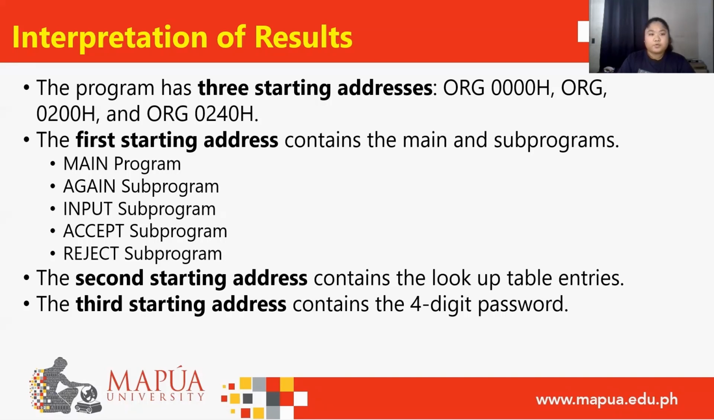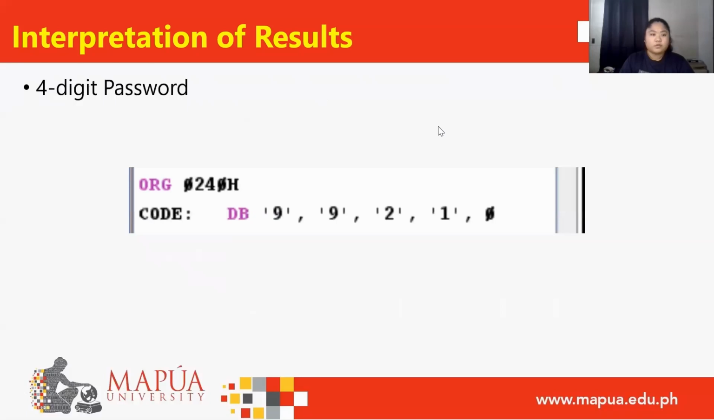The third part of the program has the address org 0240H, and this is where the 4-digit password is set. As mentioned, the 4-digit code is written under org 0240H. Based on the given program, the password that was set is 9921, as seen in this part of the code.